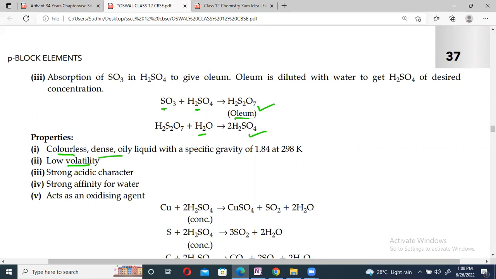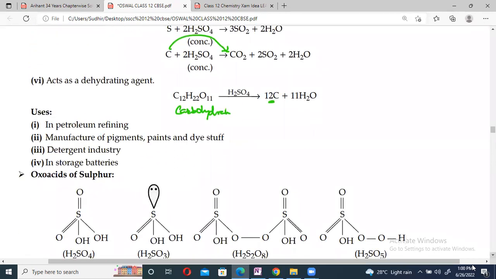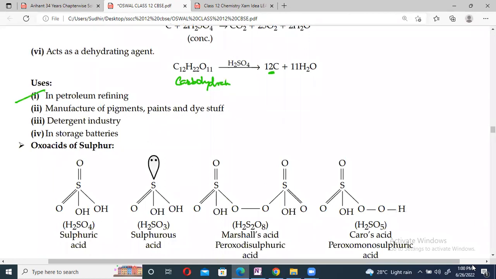Colorless, dense, oily liquid, low volatile, strong acidic character, strong affinity for water, acts as an oxidizing agent. That means it oxidizes copper to copper plus 2, sulfur to sulfur dioxide, carbon to carbon dioxide. Acts as a dehydrating agent. This is a carbohydrate. It is charred into carbon. It acts as a dehydrating agent. Used in petroleum refining, manufacture of paints, detergent industry, and storage batteries.